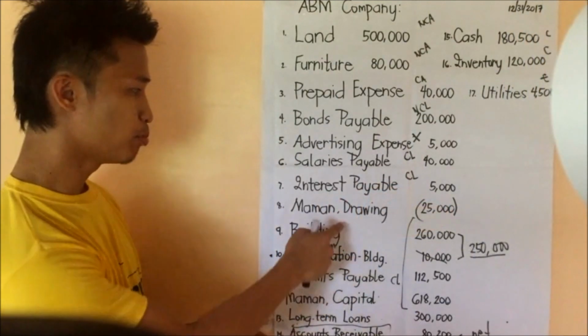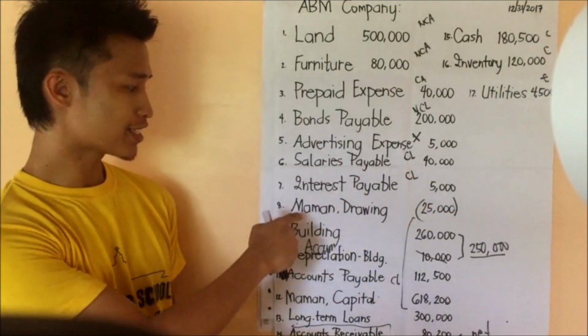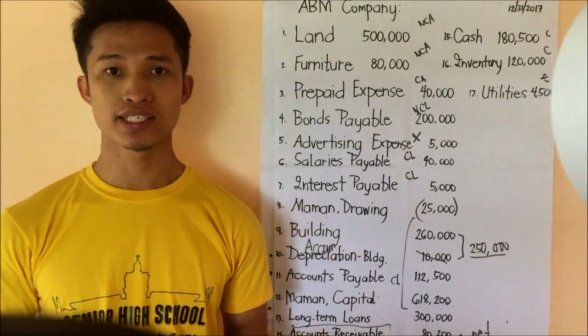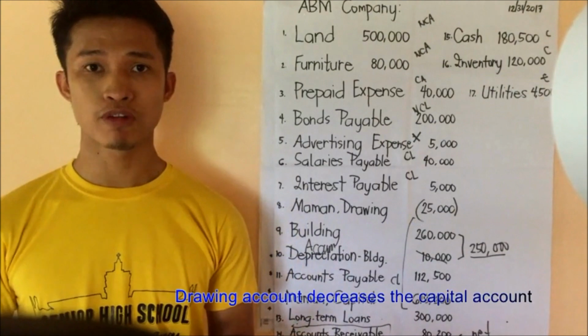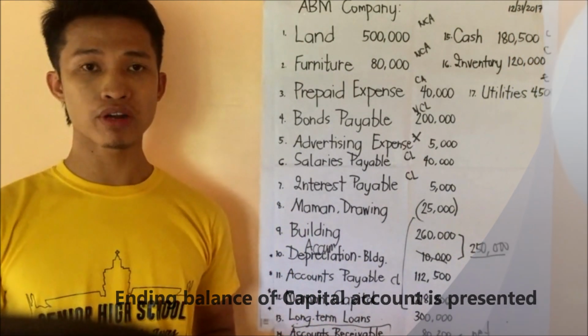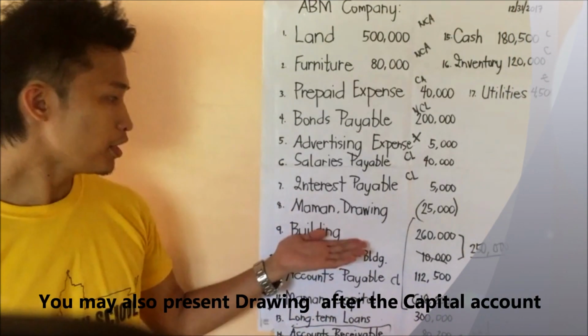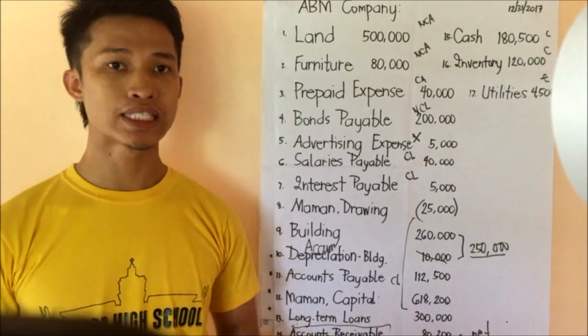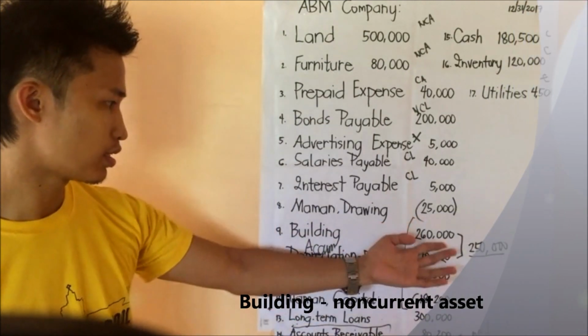Number 8, Maman drawing. Let's say Maman is the surname of the owner. Of course, again, we discussed drawing as a deduction from the capital account. Since it's a deduction from the capital account, it will appear under equity. Building 260,000, so we use it for years. Definitely, it's a non-current asset.